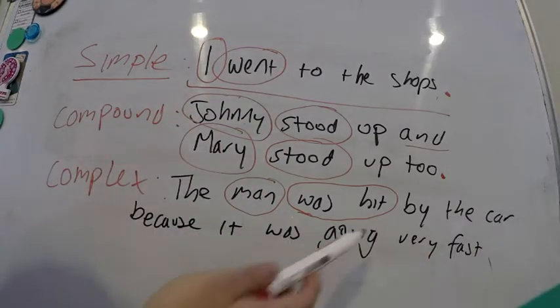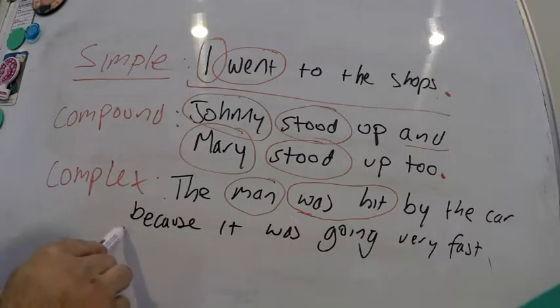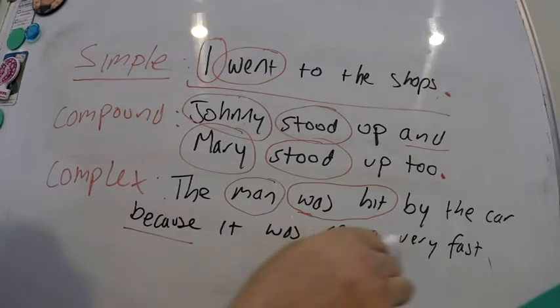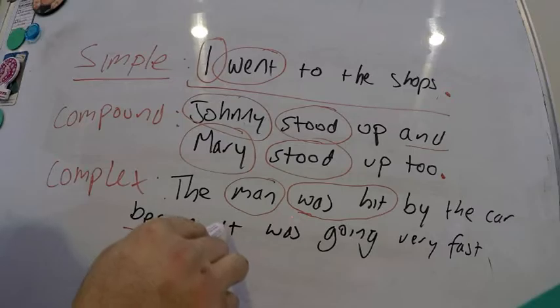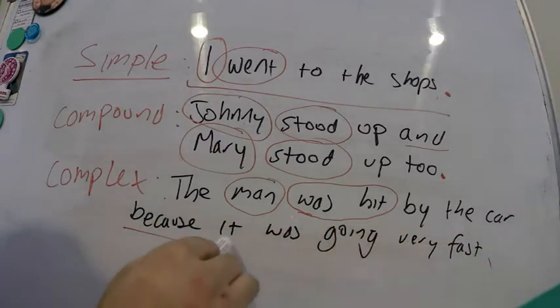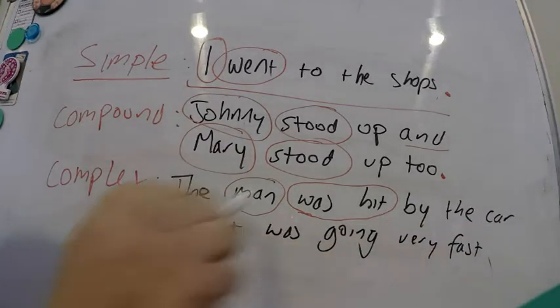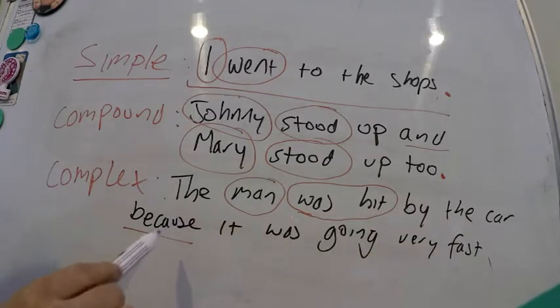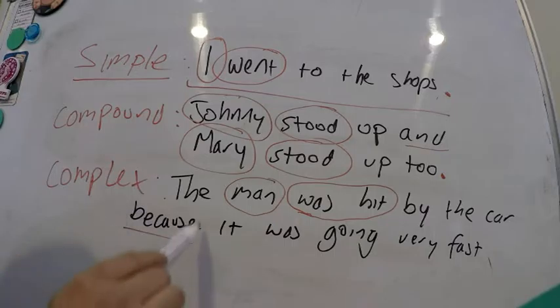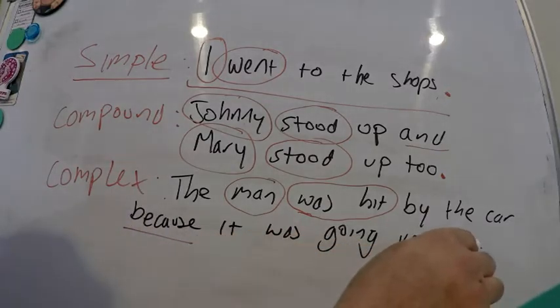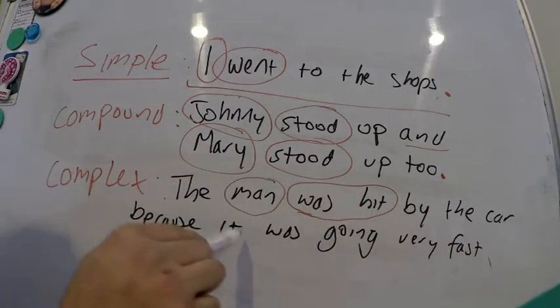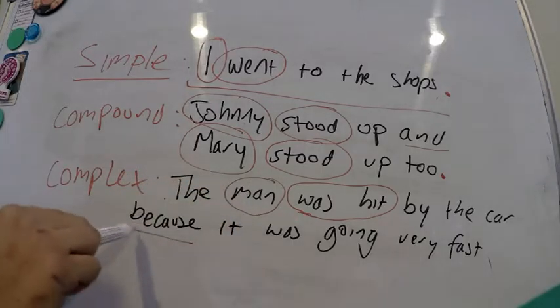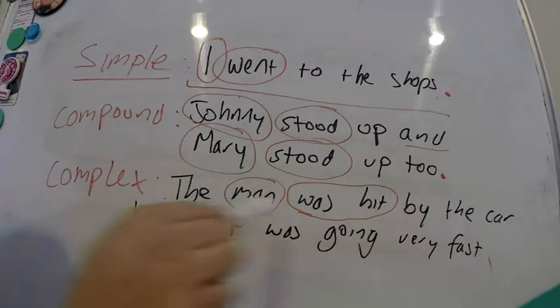So this sentence actually goes on. So you say, because it was going very fast. So you say it was going very fast. That's an independent clause as well. You could say it was going very fast, but the moment you introduce something like a subordinate conjunction here, because it was going very fast, this is reliant on that. The dependent clause is reliant on the independent clause.